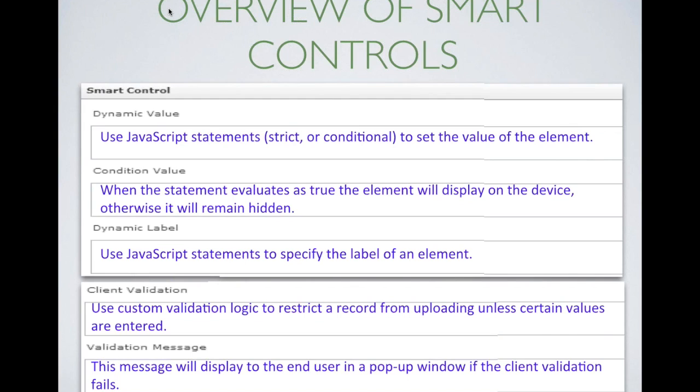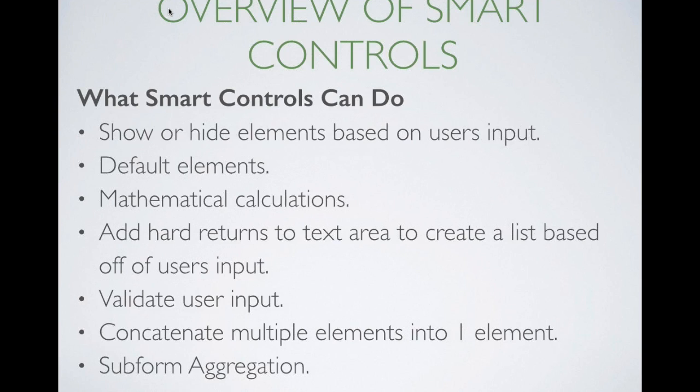Okay, so that's a really high-level overview on the different types of smart controls that you have. More often than not, a lot of your functionality will occur in the dynamic value and the condition value. So what can smart controls do? These are just some examples. Basically, anything you can do with JavaScript, you can add into your smart controls for iFormBuilder. So these are just a couple of examples.